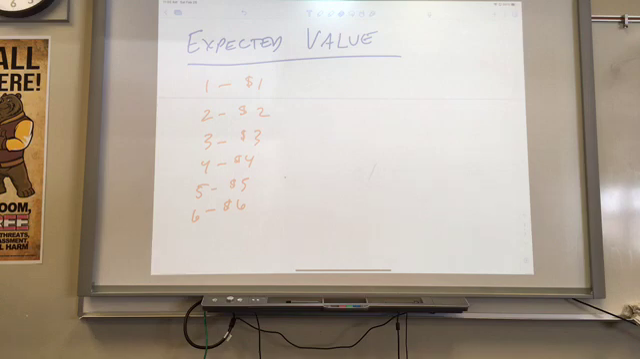I'm going to teach you what expected value is. We're going to play a game. Game goes like this. You roll a die. If you roll a 1, you win $1. If you roll a 2, you win $2. If you roll a 3, you win $3. All the way up to if you roll a 6, you get $6. You can play as many times as you want. Sounds just like free money. But in order to play the game, you got to pay me.